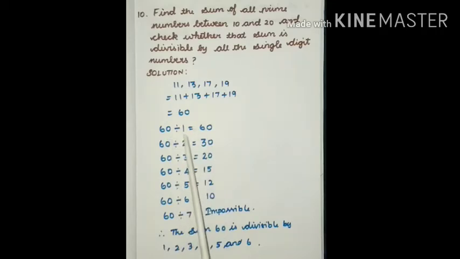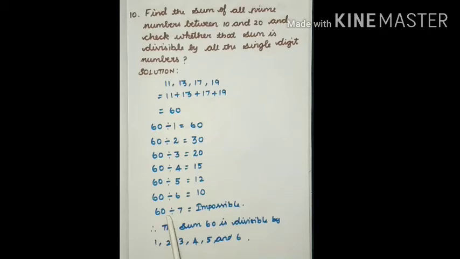60 is divisible by 1. So it is possible. 60 divided by 2 is 30. 60 divided by 3 is 20. 60 divided by 4 is 15. 60 divided by 5 is 12. 60 divided by 6 is 10. But 60 is not divisible by 7. It is impossible to divide completely. 60 is not completely divisible by 7, 8 and 9. It is only divisible by 1, 2, 3, 4, 5 and 6.